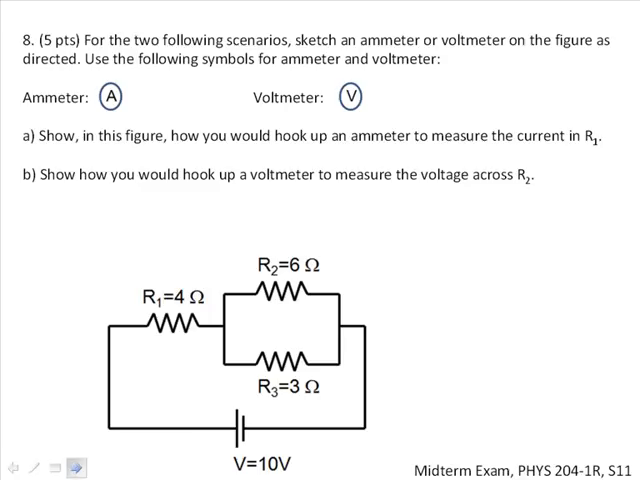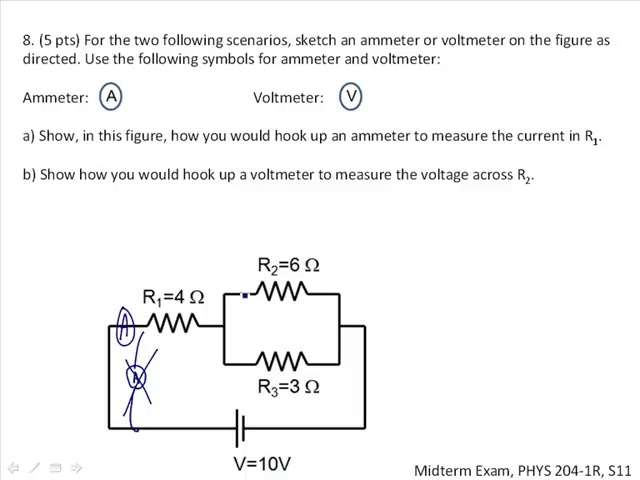Alright, for the two following scenarios, I want to sketch an ammeter and a voltmeter. How do you measure the current in R1? Alright, you put the ammeter in series. A number of you did this thing where you hooked up a wire here and you put an ammeter here and hooked it up into R1. That is not correct. Alright, you have to put it in series, so you have to actually put it into the wire. I'm not sure exactly what you intended with that, but as it was drawn was not really correct. So I generally took off a point or two for that.